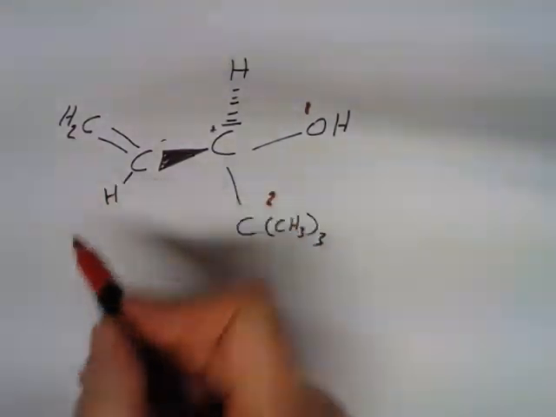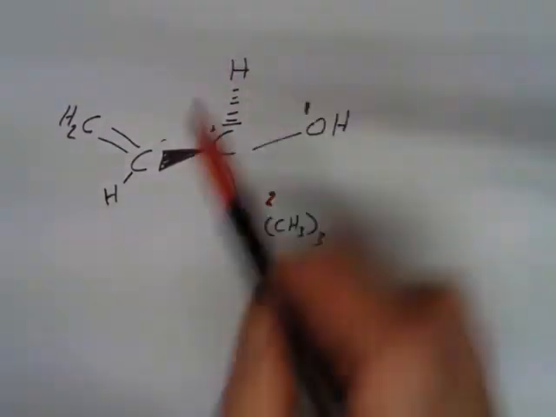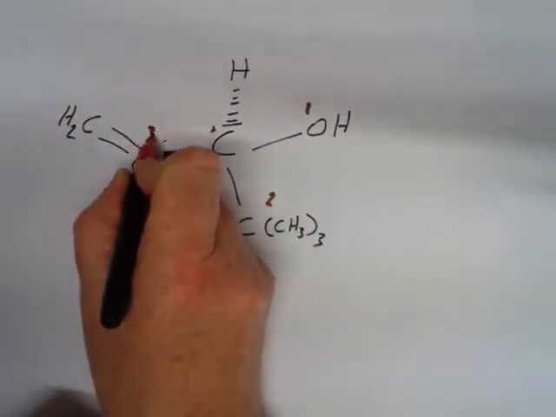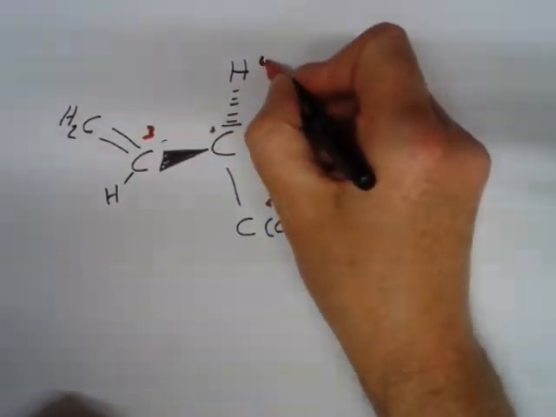And therefore, we can consider that since the chiral carbon is also attached to a hydrogen, the alkene is given a priority of 3. And therefore, the hydrogen is 4.